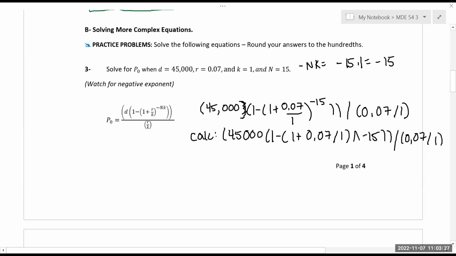And again, make sure you're practicing with that calculator, and you should get an answer of $409,856.13. And then I will come over and do it in Desmos for you once you've had some time to look at it.